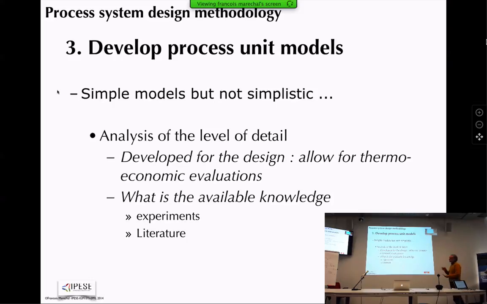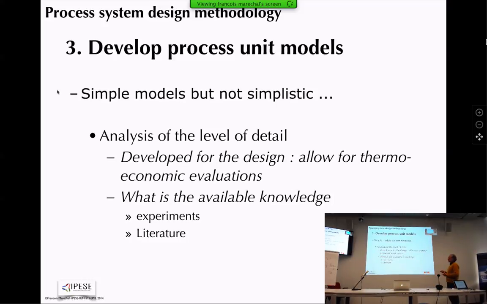But they do not have to be too complex. Okay? Because if you have to go into the CFD in order to model a gasifier while you are not sure that you are going to use this gasifier, well, perhaps it does not make sense. So you have to make a compromise. So I'm using the citation of Einstein: the models have to be simple but not simplistic. Okay, so this is where we have a compromise.